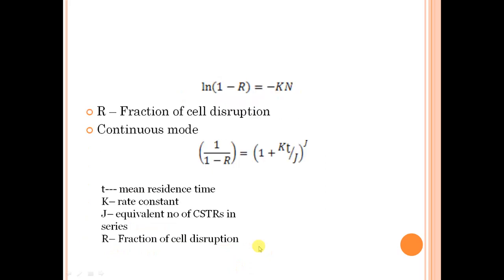So let us see one small problem also in today's lecture. These are some more equations which might be useful sometimes. Ln(1 minus R) is equal to minus Kn, where R is the fraction of the cell disruption. And for continuous mode that we saw, there is one more equation where T is the mean residence time, K is the rate constant, J is the number of systems that you are using, and R is the fraction of cell disruption.